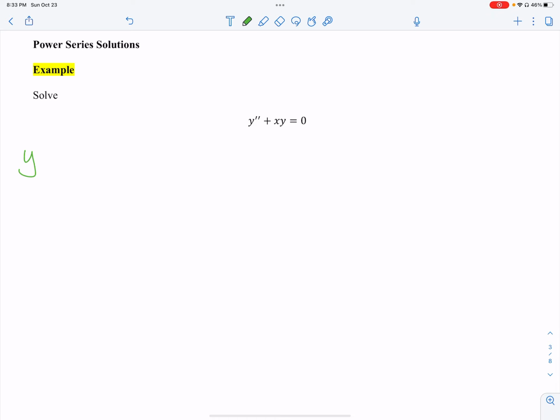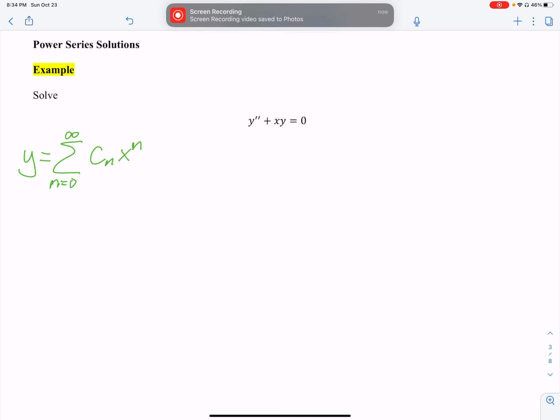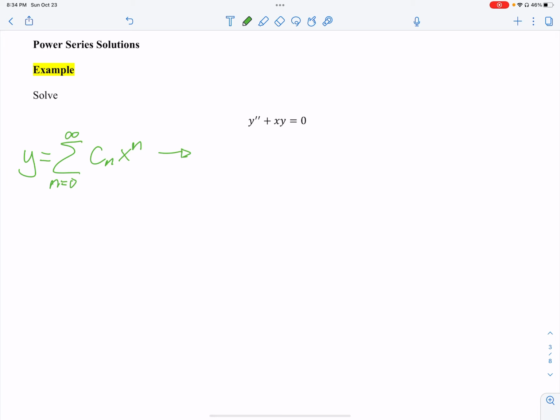And our guess is going to be a generic power series polynomial. So c_n is just some constant, some coefficient. And we talked about this in the last video, what that means. If I'm going to plug a guess in, I have to have all the derivatives that are there. So I'm going to find my second derivative. To do that, I have to find the first one.